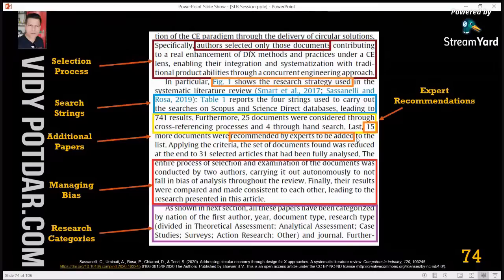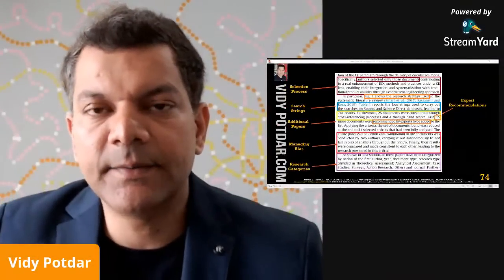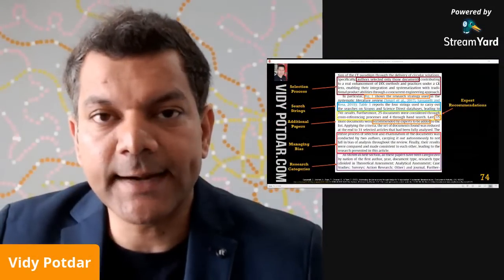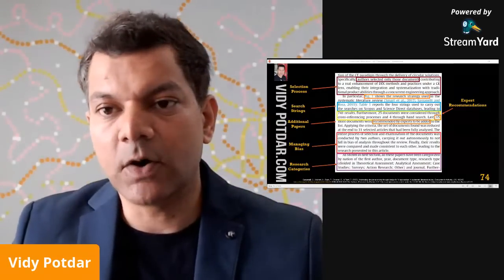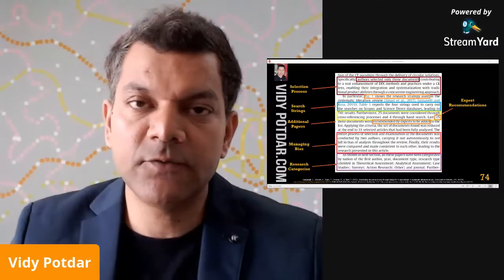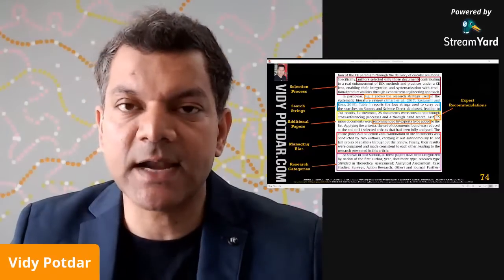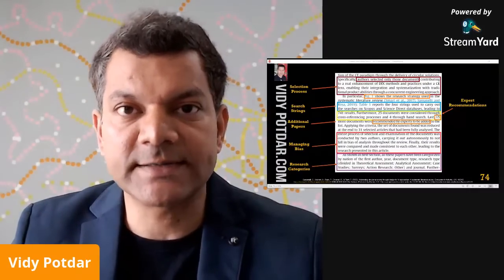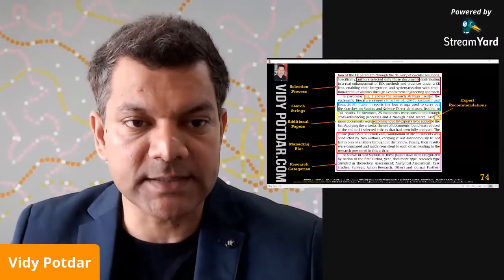Additional papers. Okay. Lastly, 15 more documents were recommended by experts to be added to the list. So what you see here is some form of peer review that is happening. I mentioned earlier on that you can do peer review of your keywords or search strings. And you can also do peer review of papers, which means you can ask experts, are there any papers that we have missed in our selection? And if so, you could include those papers. So here they have done that. So this is a good example.